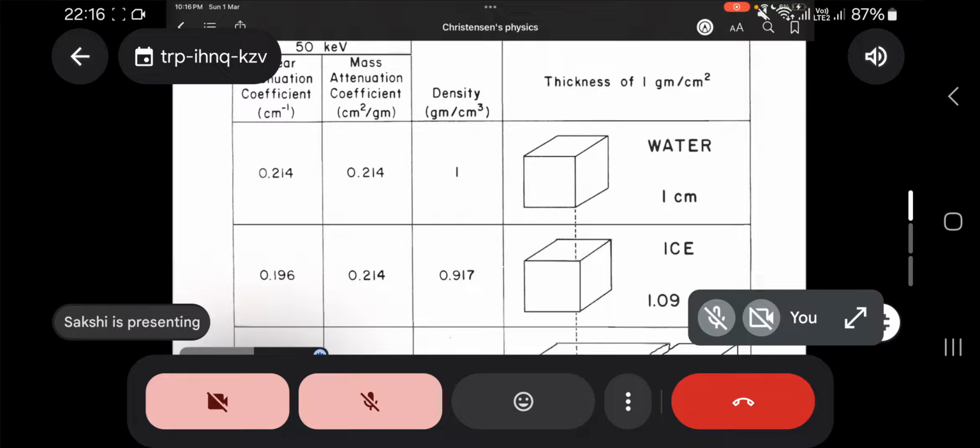Because water's density is 1 gram per centimeter cube. So the mass will remain the same throughout the three states of matter. Okay, write this question, a very important question actually. Why is the linear attenuation coefficient changing for all three states of matter of water, and why is the mass attenuation coefficient not changing, even though the density is different? Write it in your notebook.